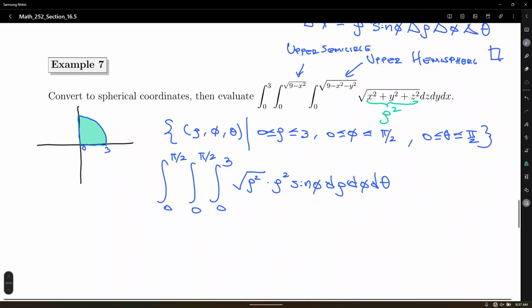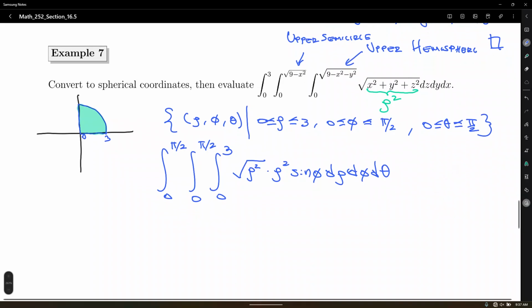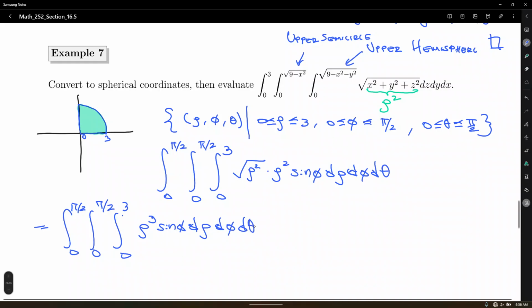Look at that integral. Isn't that way easier to evaluate? Not even variables on the limits of integration. It's all nice and easy numbers, constants. All we need to worry about is simplifying that integrand. I mean, come on. The square root of rho squared is rho. Times that rho squared, isn't that rho cubed? The integral 0 to pi over 2, 0 to pi over 2, 0 to 3, and that's rho cubed sine phi d rho d phi d theta.